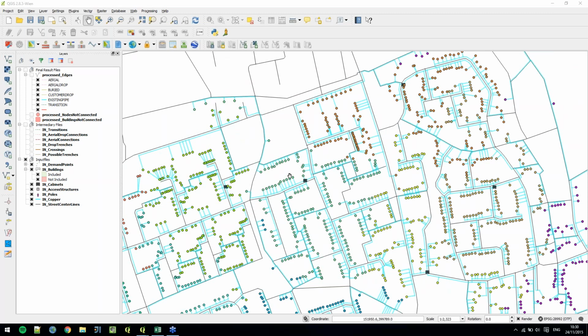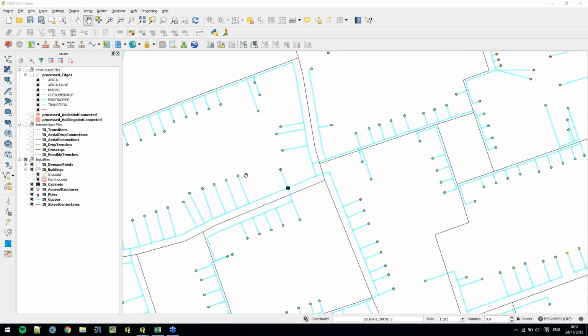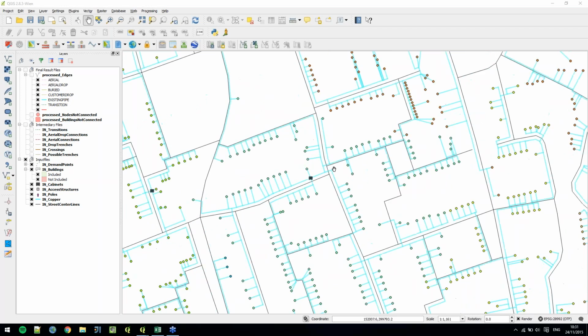And we also load in the existing cabinet locations, which are already being fed by fiber at the beginning of the project, and we load in the existing copper infrastructure, so the copper cables connecting the demand points, our building locations, with the existing cabinet locations.